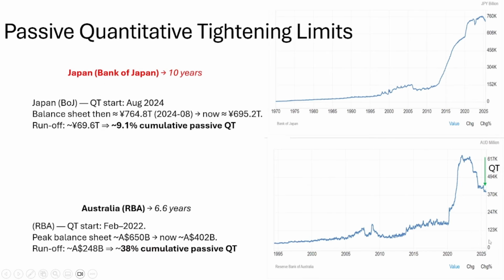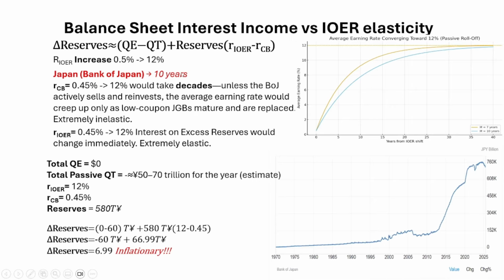As you can see here, with the balance sheet of Australia, the average duration of the bonds is 6.5 years. So you can see the roll-off is really quick, whereas the roll-off is very slow because it's 10 years on the Japanese central bank balance sheet, the Bank of Japan.